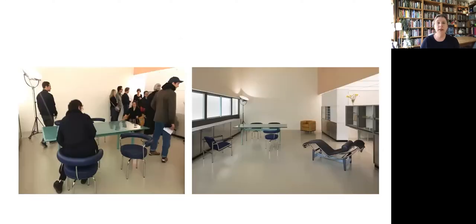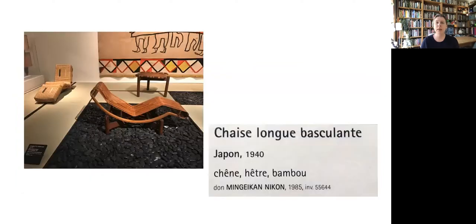So visitors to the Perriand exhibition that I mentioned were encouraged to sit on the furniture and experience its kind of ergonomic excellence, which is how I know that the LC4 is actually comfortable. And the exhibition also showed a later rendition of the chaise in bamboo.